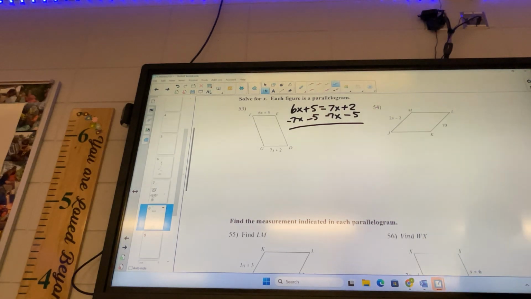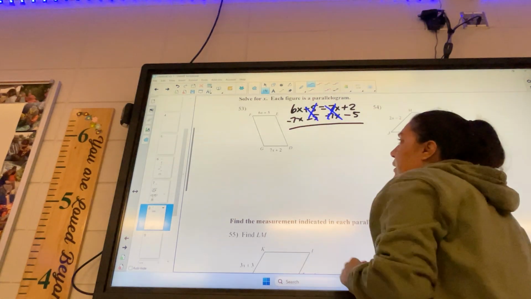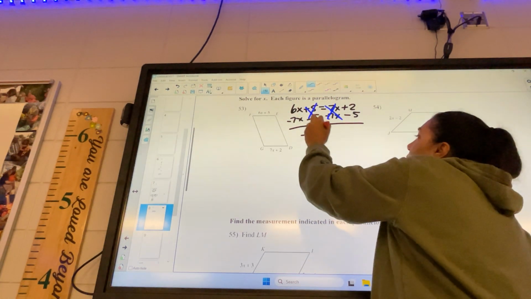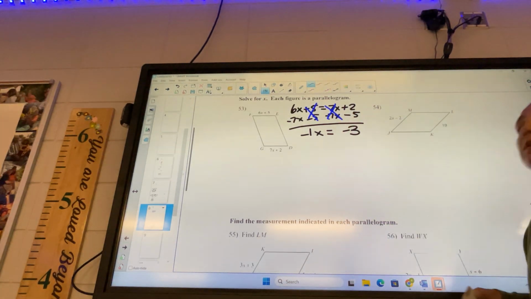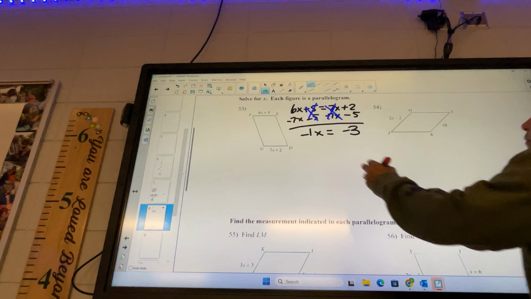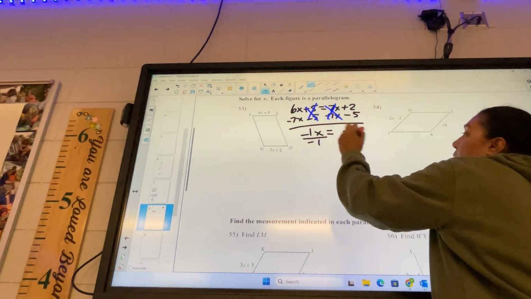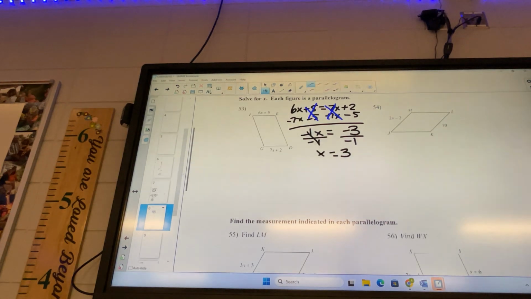Who's getting crossed out? The 5s and the 7s. 6 minus 7 is negative 1x. 2 minus 5 is negative 3. Okay, then what? Divide both sides by negative 1. So we get x equals 3. Do we stop or plug it back in? We stop.